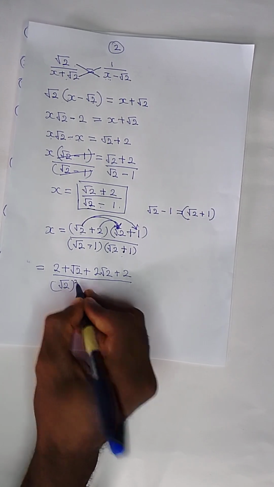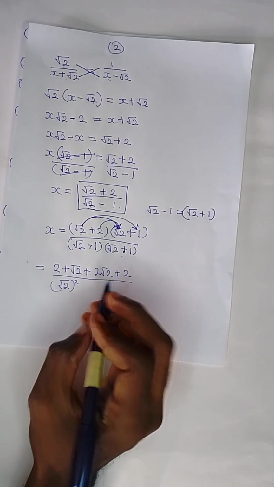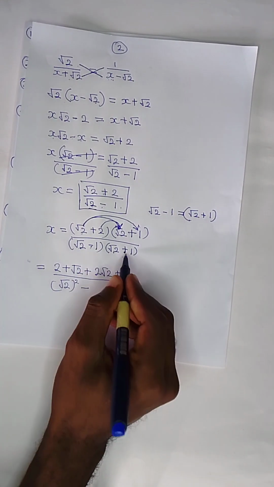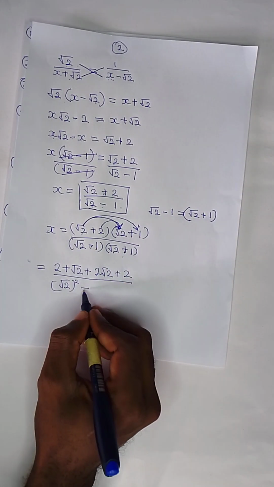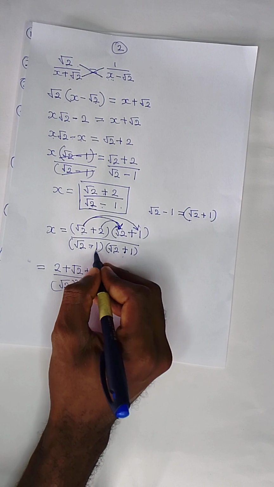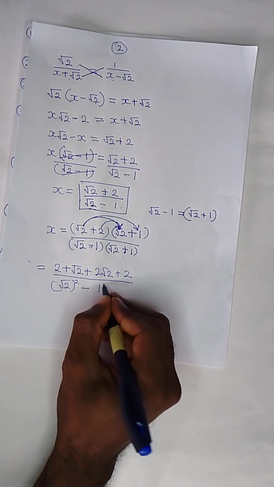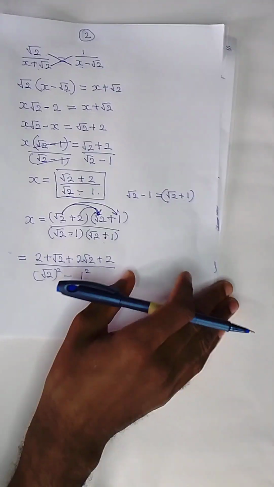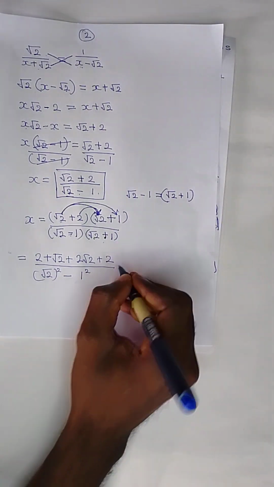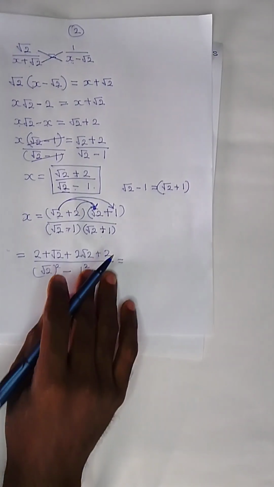So I'm going to write this denominator as root 2 squared, since we have root 2 times root 2. Then minus times plus will give us minus. Then we have 1 here, we have 1 here, so I'm going to write it as 1 squared. So we call this difference of 2 squares. So now we are going to have this.